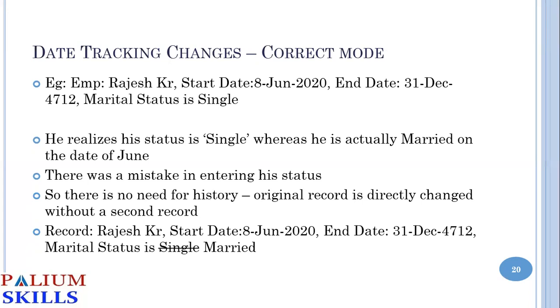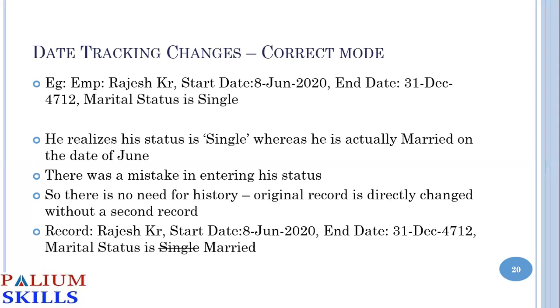So let's say we go back to our employee Rajesh Kumar, who started on 8th of June 2020, end date is 31st December 4712, and his marital status is single. Now, 1 month later, he realizes that his status is single, whereas he is actually married when he joined. So as of 8th of June, he was originally married, but due to some reason, either he left the field blank or somebody filled it up or there was some oversight, the status got updated to single.